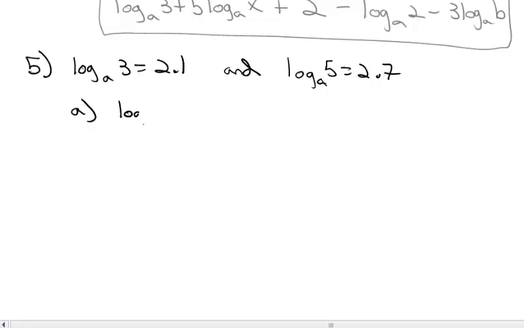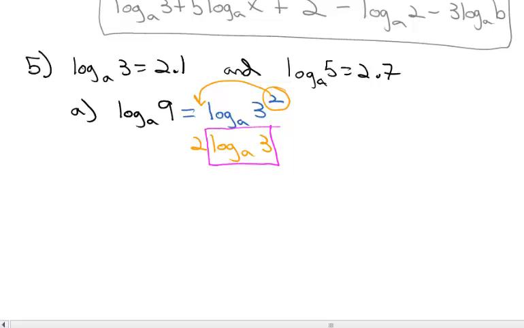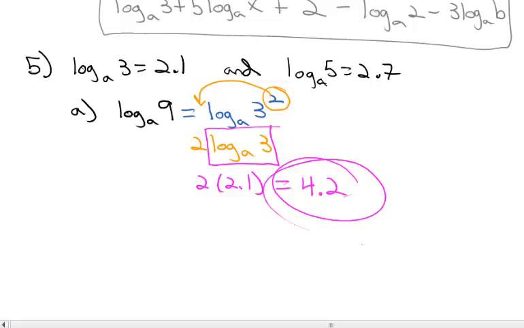For example, if we want to know what log base a of 9 was, well, 9 is 3 squared. Log base a of 3 squared. And our exponent property says we can move the exponent of 2 out front. So we have 2 log base a of 3. And our table tells us what the log of 3 is. The log of 3 is 2.1. So 2 times 2.1 is 4.2. And we've got our final solution. The log of 9 then must be 4.2.